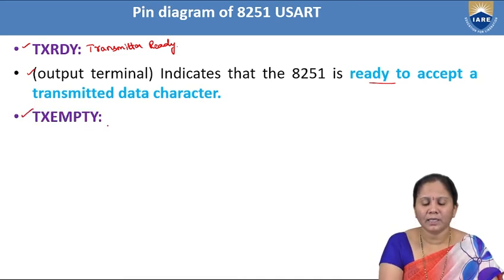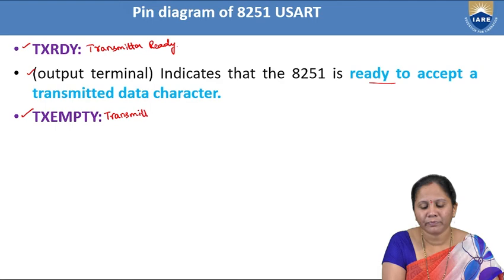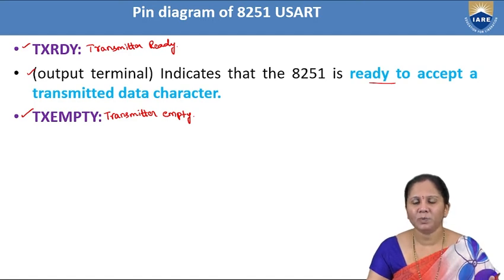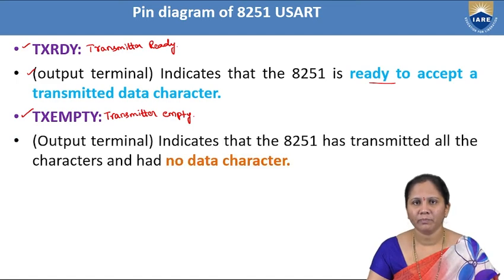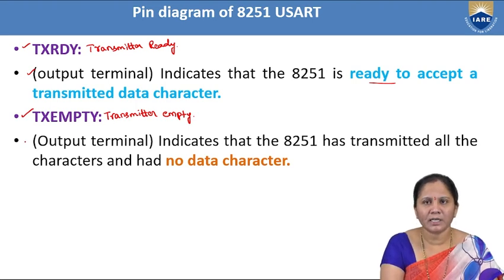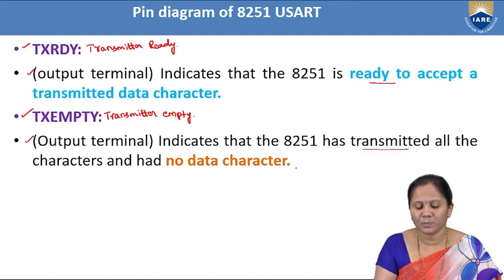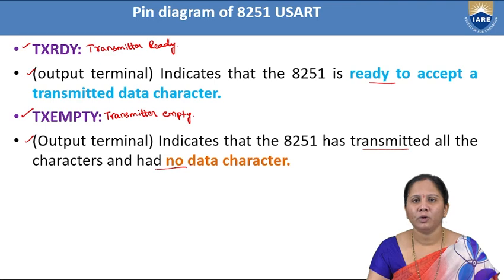And the next signal here, TX EMPTY. So it represents transmitter empty. When this signal is enabled, it represents that the transmitter is empty. That means whatever data was in the transmitter, the complete data has been transmitted. There is no more data present in the transmitter to send. So this transmitter empty is considered an output signal, that is, an output terminal. It indicates that 8251 has transmitted all the characters and has no data character left.